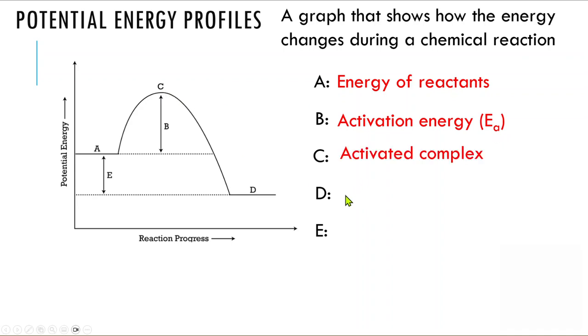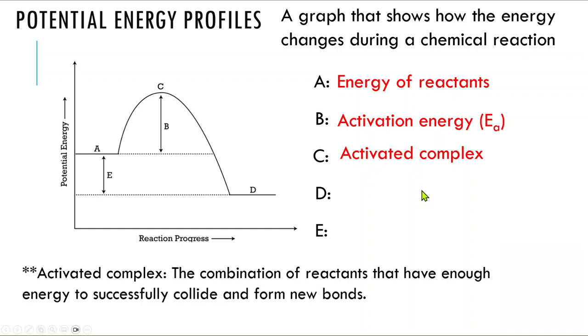C, which is right at the top of the hump, is called the activated complex. It's called the activated complex because it represents all the reactants that have enough energy to form new bonds via successful collisions. D over here is the energy of the products, and E is another region of the graph between the energy of the reactants and the energy of the products. It's the total change in energy. So that area of the graph represents delta H.